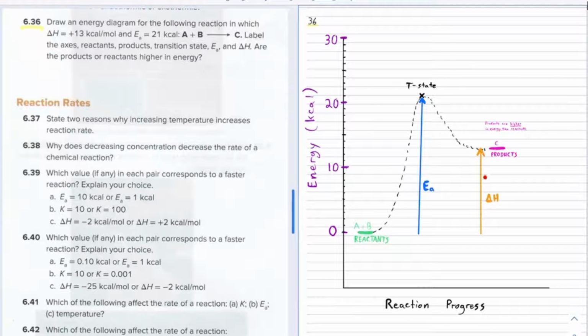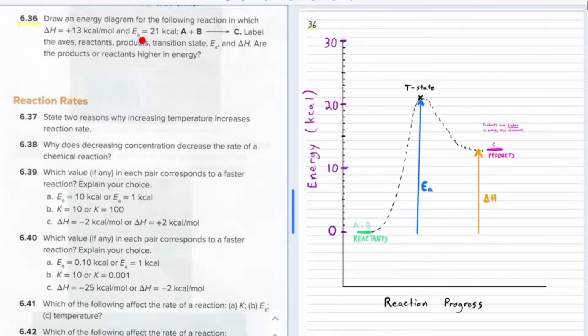So the products are going to be 13 kilocalories higher than the reactants, and this is where the scale helps out. If you go back, this will be 0, 1, 2, 3, 4, 5, 6, 7, 8, 9, 10, 11, 12, 13, and that's where the products are. And so you see delta H, that's the delta H right there, the difference in energy between reactants and the products. Now, the activation energy is 21 kilocalories.